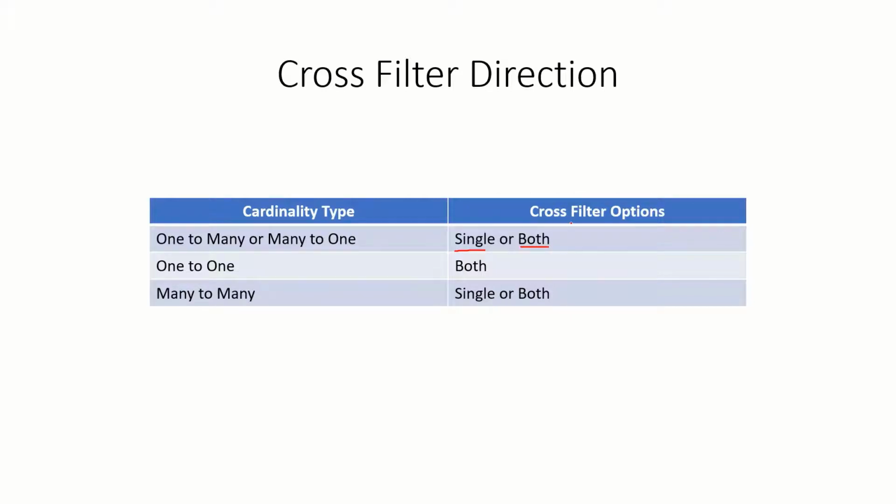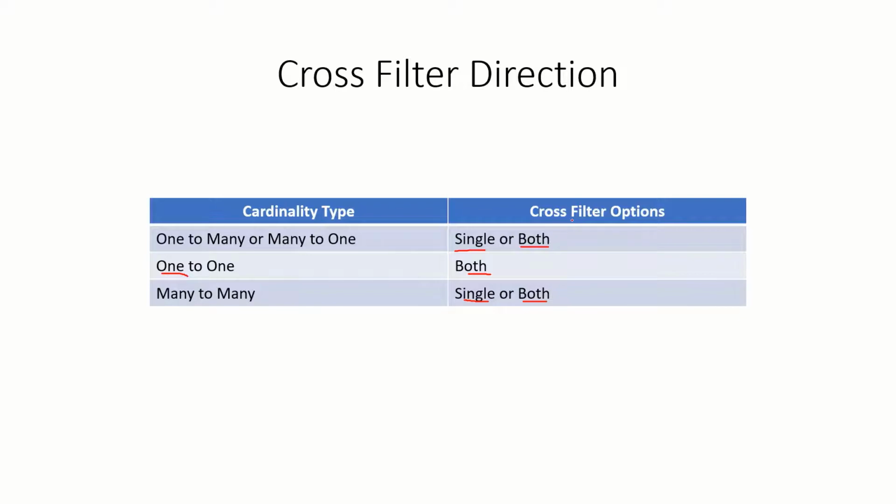What is the cross filter option? We'll see in a minute, but let us just go through this table first. For one to one, the cross filter option is both, and for many to many, the cross filter option is again single and both. So from the name cross filter option, what we can understand is there is a filtering mechanism going on behind it. So what is single and what is both?